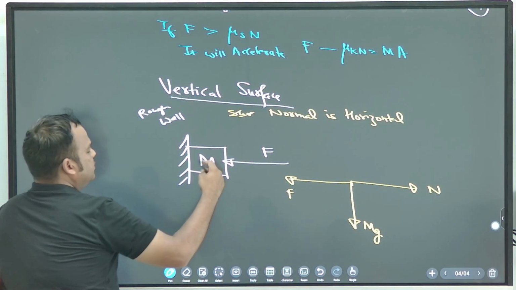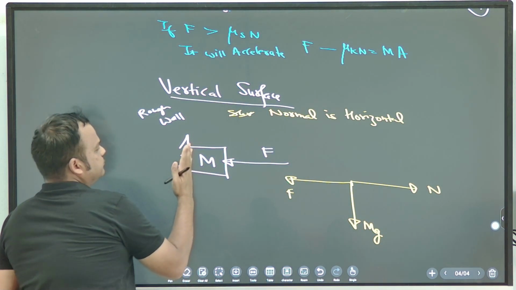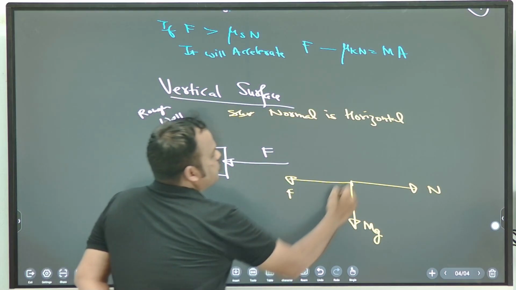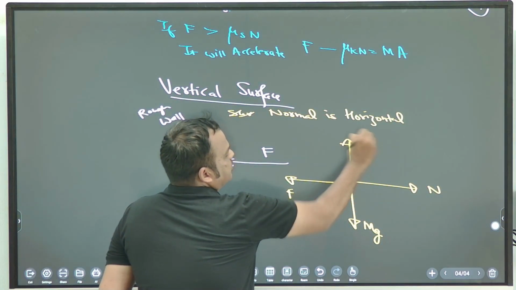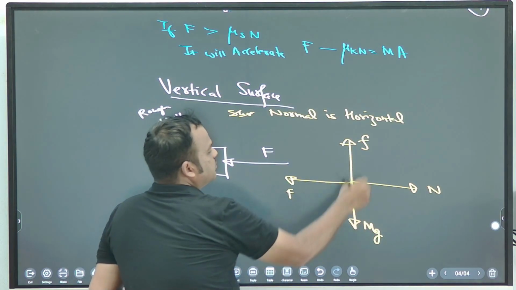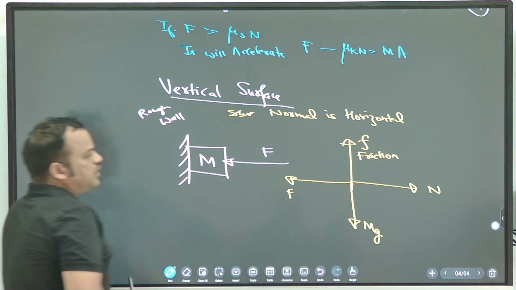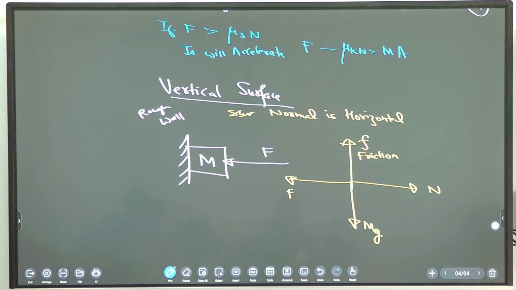And now it has a tendency to slide where? Down, correct? Tendency to slide is down. So where will friction act? Up. So friction is up, not down. Friction is acting opposite to weight. Be clear? Are you getting it?